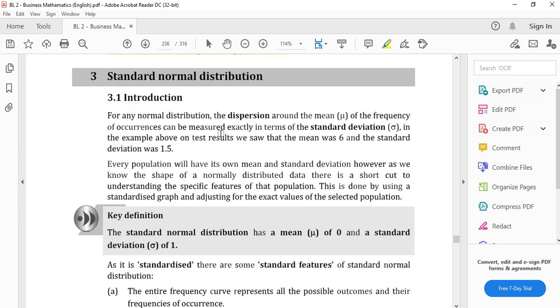Okay, let's learn what standard normal distribution is. For any normal distribution, the dispersion around the mean can be measured exactly in terms of standard deviation. This we learned, where the standard deviation formula is applied, and we get an answer which represents how close the data is to the mean average or how far from it.